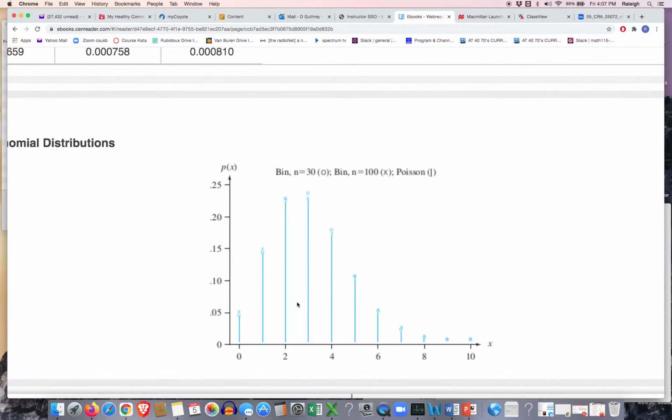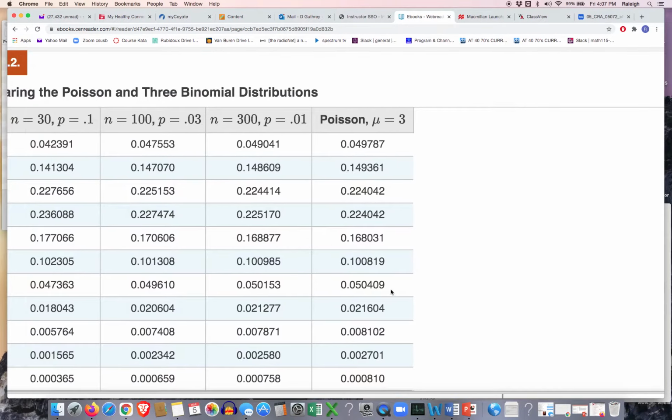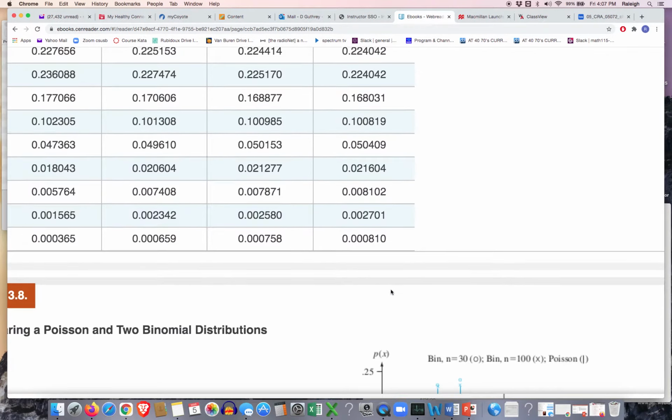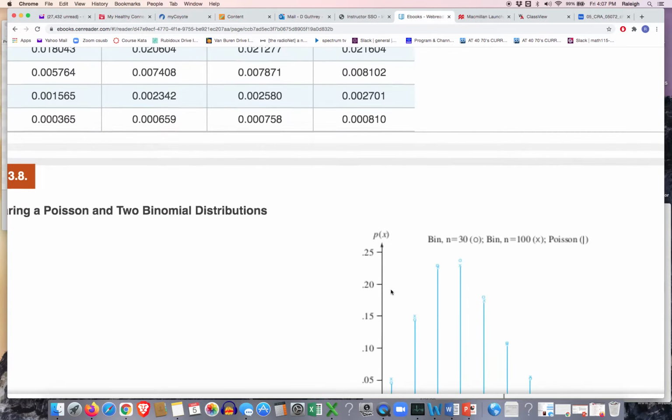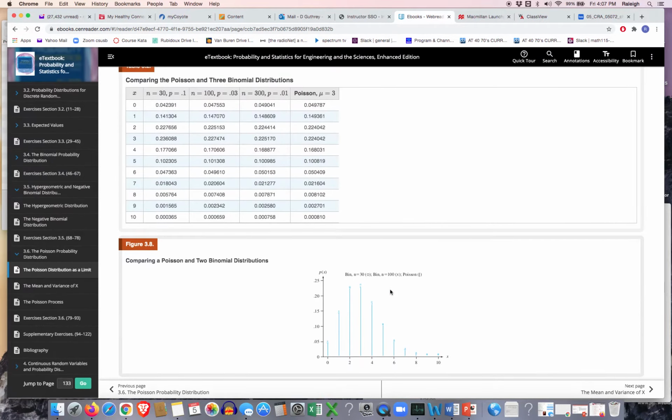So they're all kind of coming to a close, merging, but we want to see how good the approximation is, and then we see that it's not quite the same. In some cases it's very good, in other cases it's not so good. So that's the idea there. They make a big deal out of that, which is okay for a little bit of trivia, I guess.